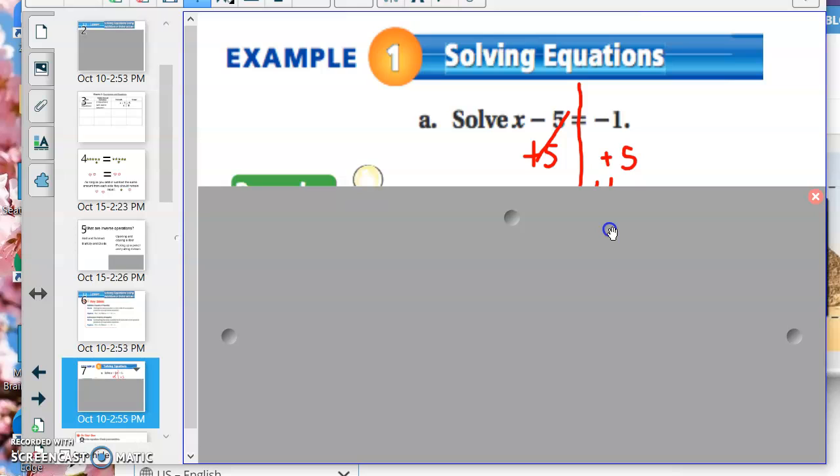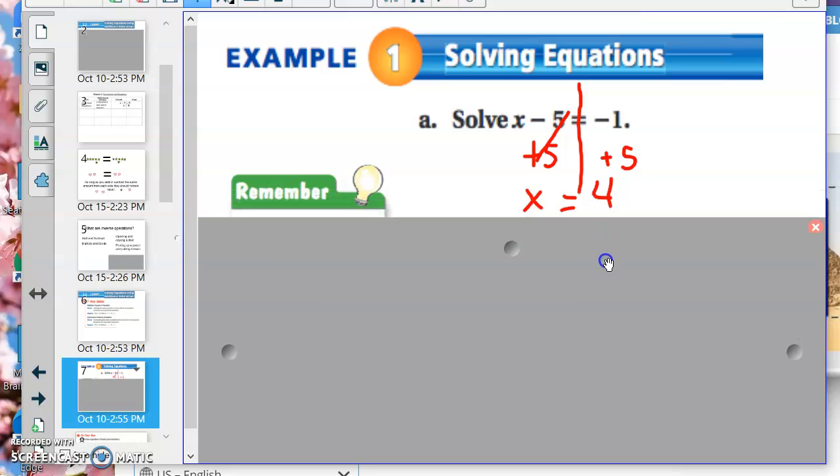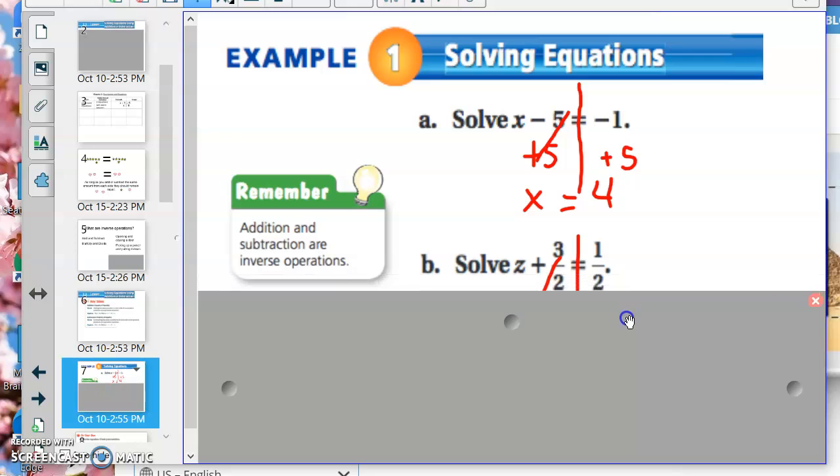On the other side, I have to remember same signs, add and keep, different signs, subtract. Use the sign of the bigger number, and that gives me 4. And now I can check that by thinking, well, does 4 minus 5 equal negative 1? And yes, it does, so I know that 4 is the solution.